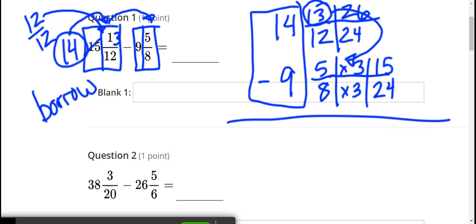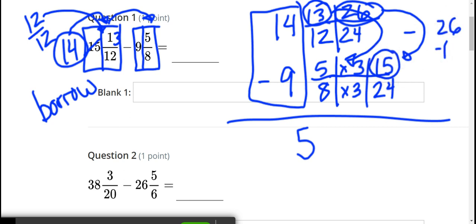So now that we have a common denominator, we can subtract the whole number minus the whole number. So that's going to give us 5. 14 minus 9 is going to be 5. And 26 minus 15. So 26 minus 15 is going to give us 11. So the denominator of the fraction is 24 now, and then there's 11 left over.